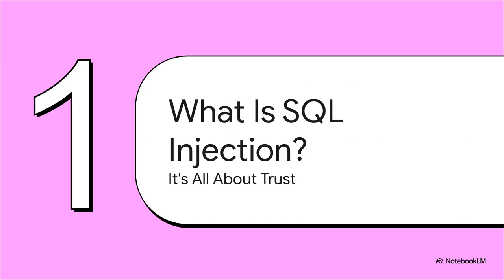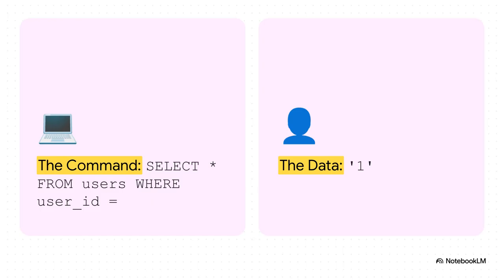So what is it? What's the fundamental flaw that makes this whole thing possible? Well, it all boils down to one simple and very human idea: trust. Here's where the problem starts. A lot of older, or just poorly written code takes its own commands and literally just glues them together with whatever a user types in. It builds one long sentence, one string of text. This mixing of what the computer is supposed to do with what the user says, that's the original sin. That's the crack in the armor.